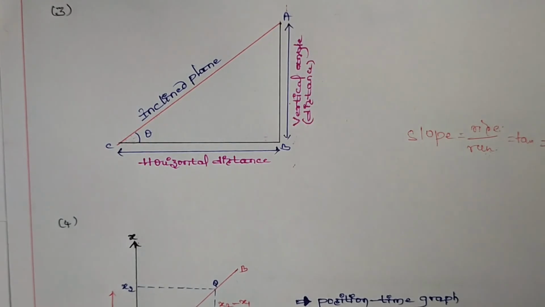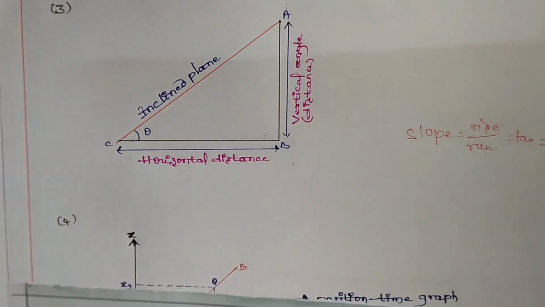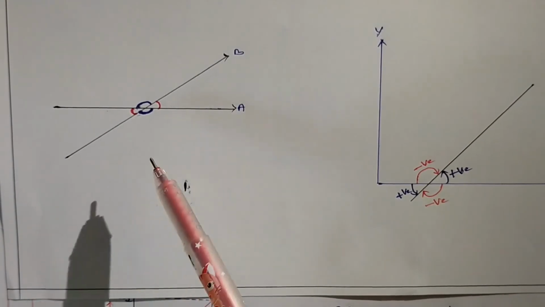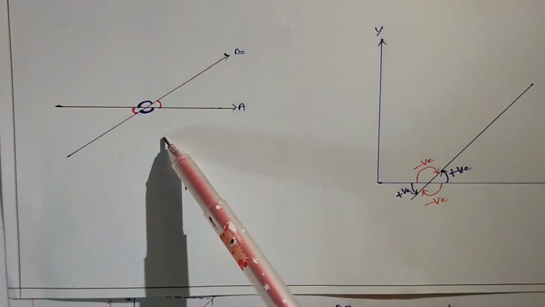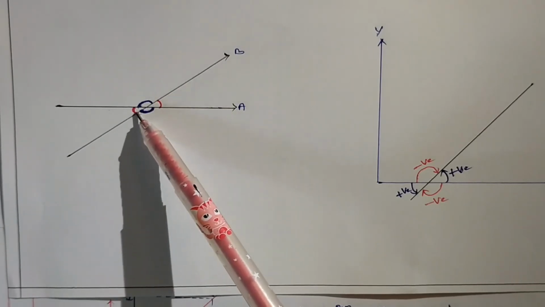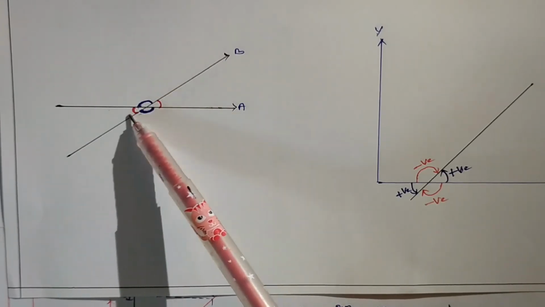Velocity means we already know that change in displacement by time, means how fast it is changing. We can get this through these graphs by the slope. Here one more thing you have to note: if any lines intersect each other, their vertically opposite angles are equal.